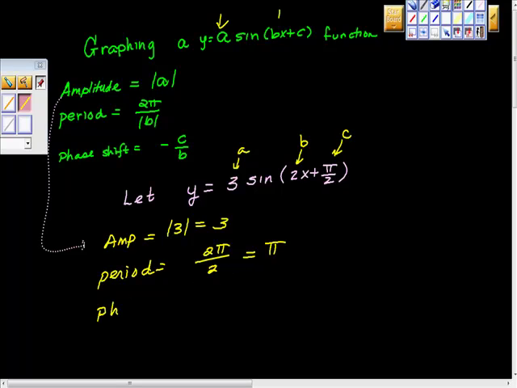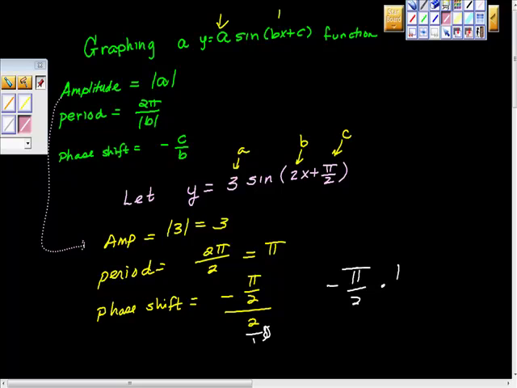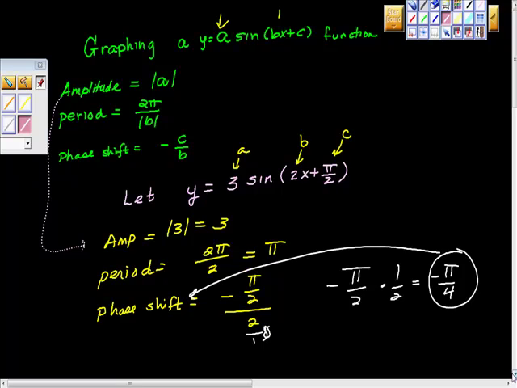The phase shift for our function is opposite c, and c is pi halves, isn't it? Over b, which is over 2. The way I would look at this is as a complex fraction, because it is. So I would take negative pi halves. Remember, when you simplify a complex fraction, you take the denominator and bring it up as its reciprocal, so times 1 over 2, isn't it? So we get negative pi fourths here. So the phase shift is equal to negative pi fourths.